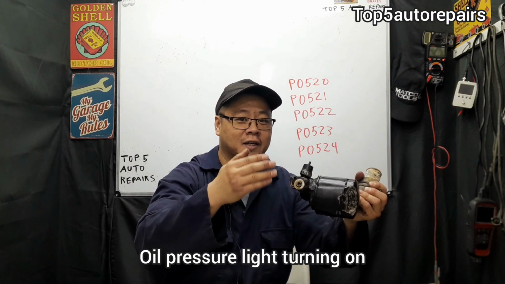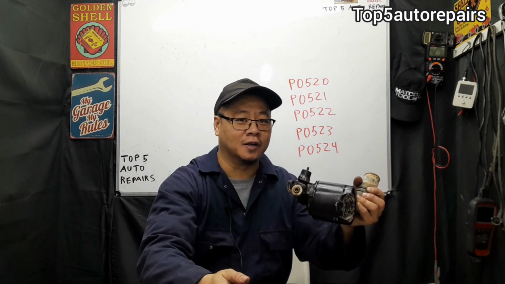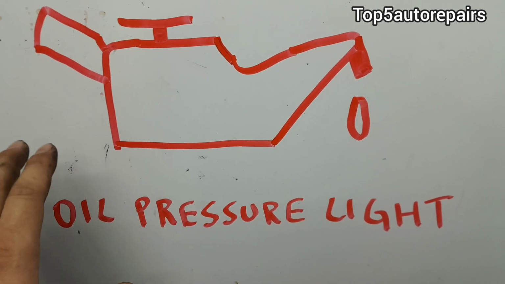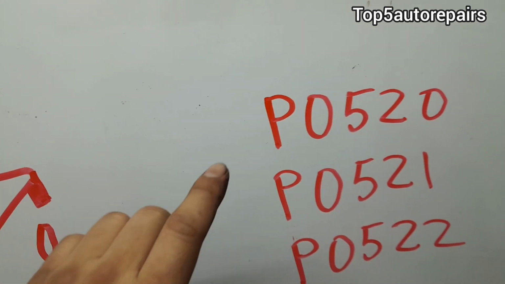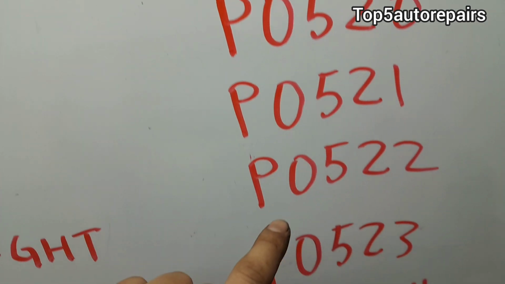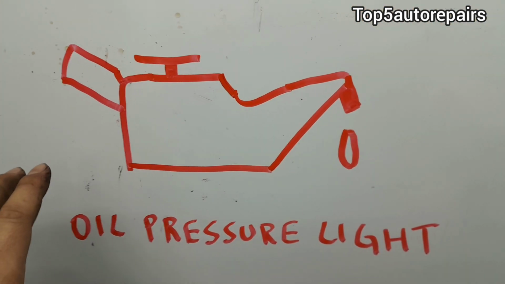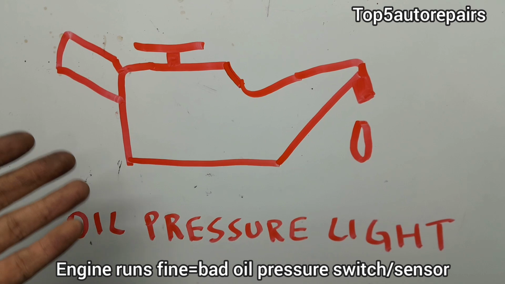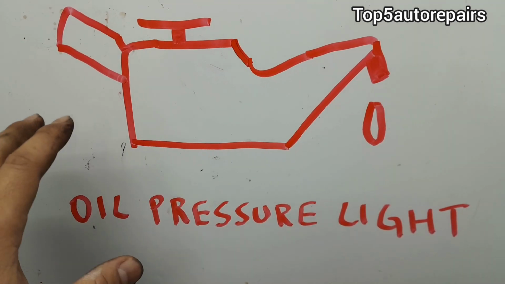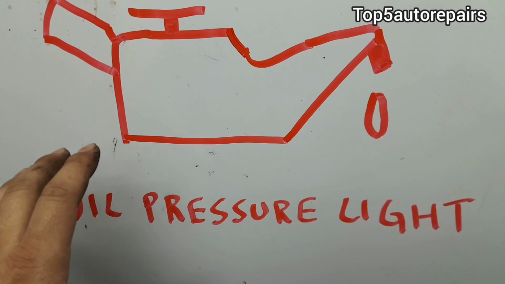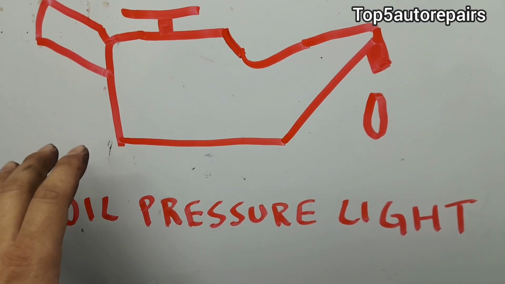The first sign is going to be that the oil pressure light is going to turn on. If this oil pressure light turns on and your check engine light turns on and you're getting codes for P0520 to P0524 and your engine runs okay, there's no engine performance issue and it's running just normal, that is a sign that the switch is bad and you should replace it.